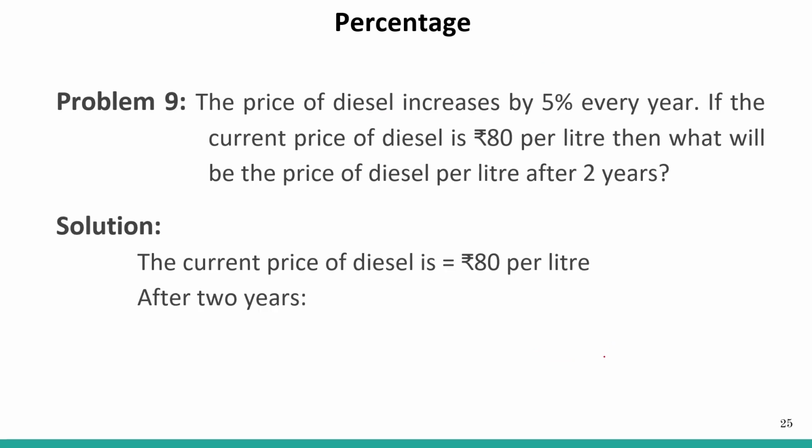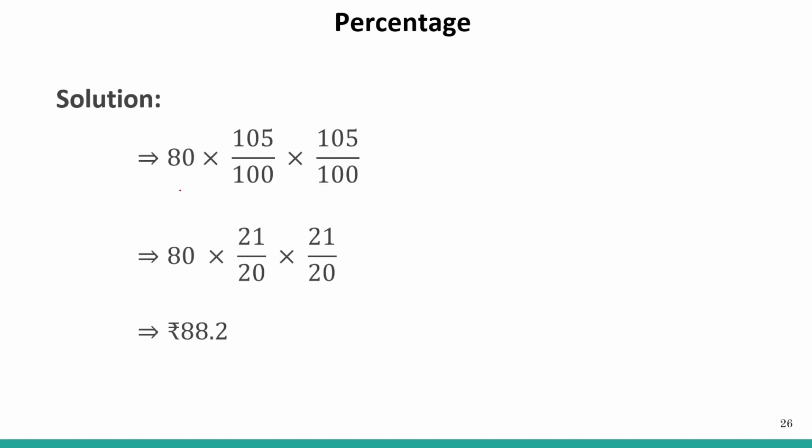So the current price is 80 rupees per liter. So after 2 years, what will happen is 80 into 105 by 100 into 105 by 100. Okay, that is equal to 80 into 21 by 20 into 21 by 20. So this will be nothing but 88.2 rupees. Okay, 21 into 21, this will be what? 441 by 400, right? Into 80. So this will be what?